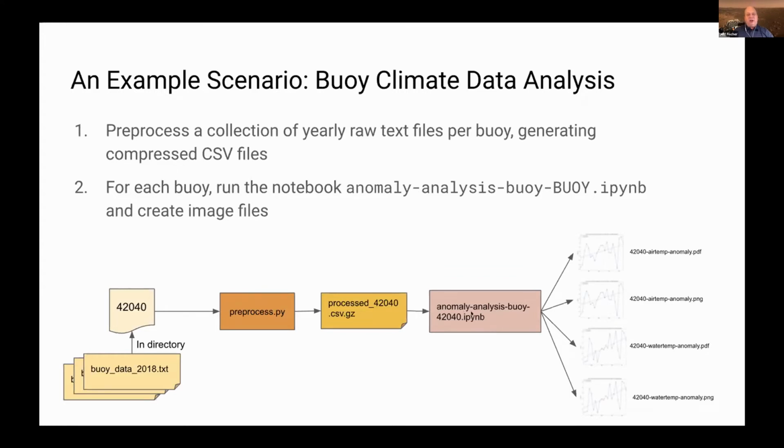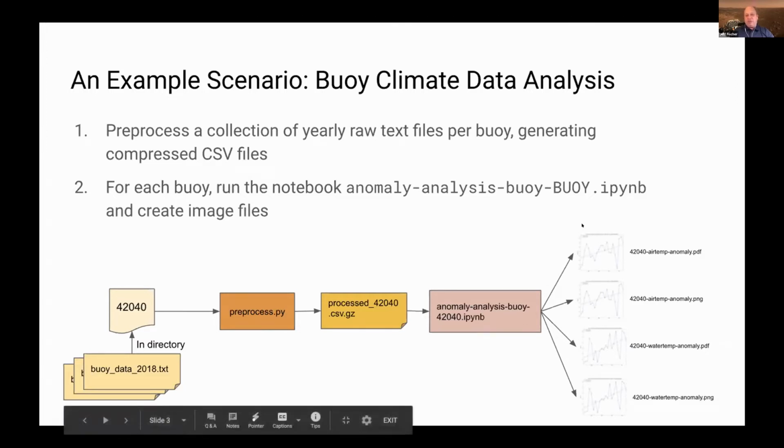And then in the second phase, it's running a Jupyter notebook, and there's one of these per buoy. That's reading that data in and doing the actual statistical analysis and producing some pretty pictures. There are four graphs that get generated for each buoy. It's basically 2 different readings and 2 different formats. So this is kind of what it looks like.